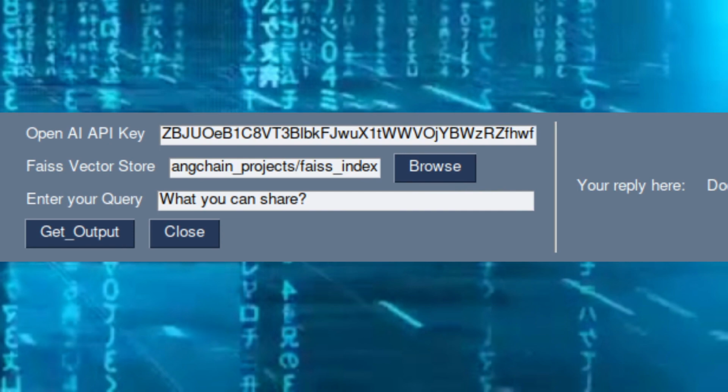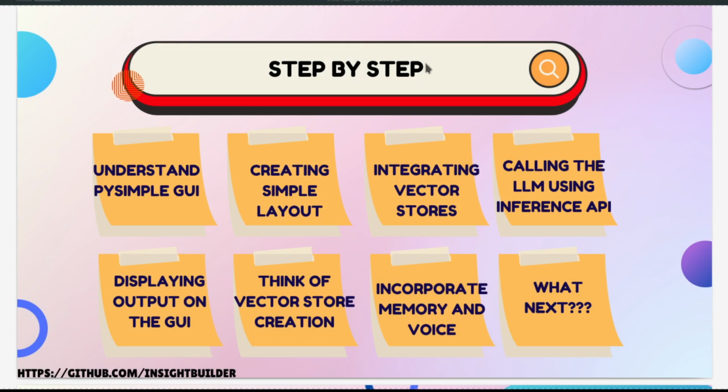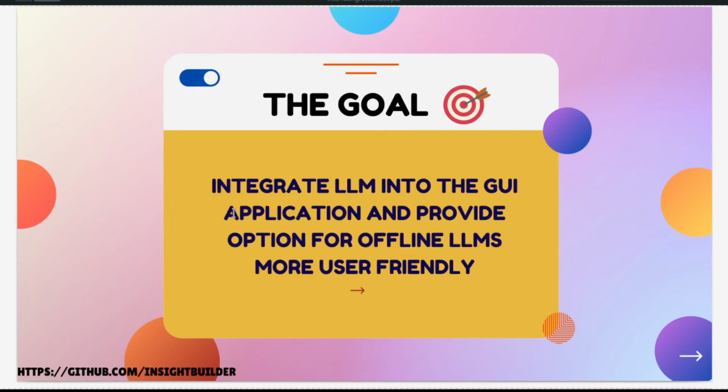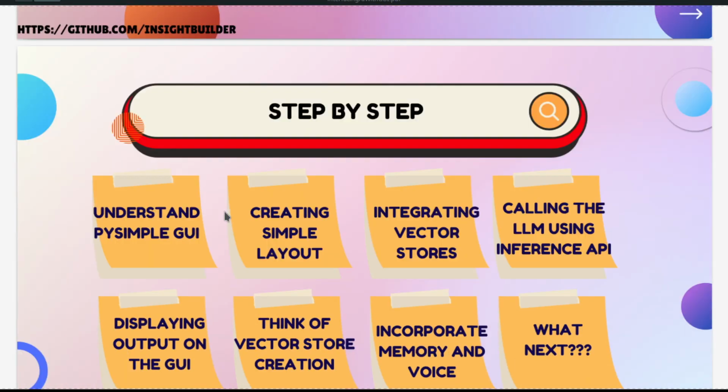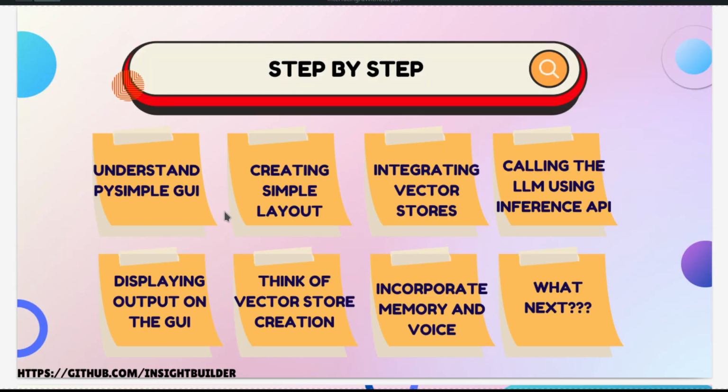Okay, let us go back to the PDF. In these steps, we have to first of all understand how to create the GUI. To create the GUI, we have a library called PySimpleGUI. But you might be wondering, Kamal, why? You are telling us that we have to integrate LLM with a GUI, but why are we doing this? What is the point? We have a command line interface which is more than sufficient for us.